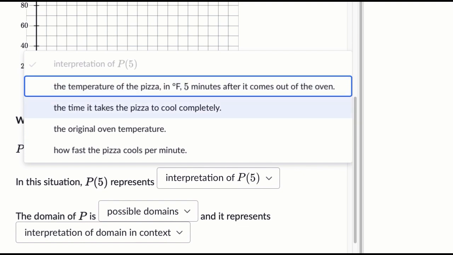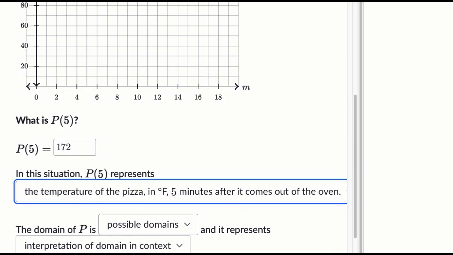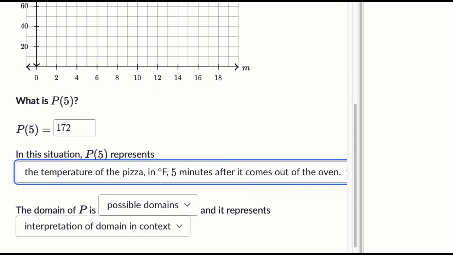Not the time it takes to cool completely. I guess that means to room temperature. The original oven temperature, now that was probably 200 degrees. How fast the pizza cools per minute? No, none of those. That's what we just said. And I encourage you, before you look at the choices, just think, what would you say?